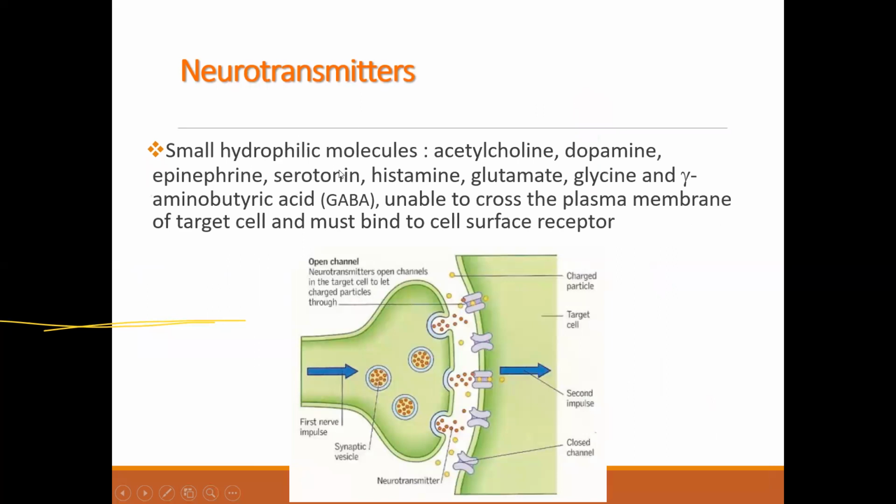The neurotransmitter is a small hydrophilic molecule. The examples of neurotransmitters are acetylcholine, dopamine, epinephrine, serotonin, histamine, glutamate, glycine, and gamma aminobutyric acid or GABA. Okay, all of these neurotransmitters are either polar or charged. Therefore, they cannot cross the plasma membrane freely. That means they have to bind to the receptor located on the surface of the target cell. So they have to bind to the cell surface receptor.